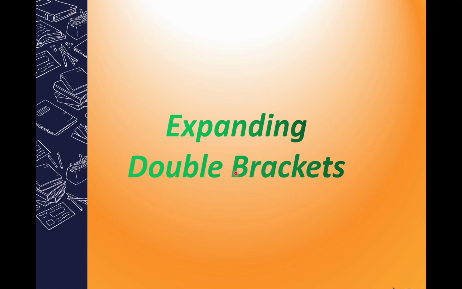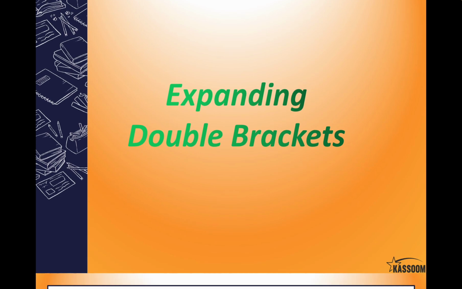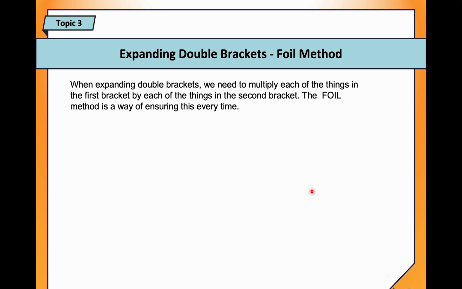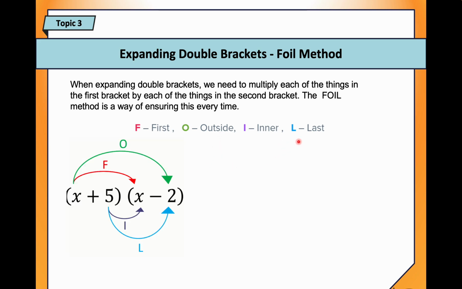Quickly, let's move on now to talk about expanding double brackets, right? When I'm expanding double brackets, I will use the acronym FOIL, where I say first, outside, inner, then last. So if I have x plus 5 multiplied by x minus 2, see that x plus 5 is in its own bracket and x minus 2 is in its own bracket. So this x will first multiply this x. So first and first.